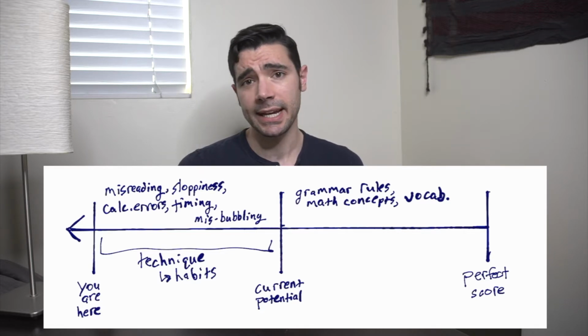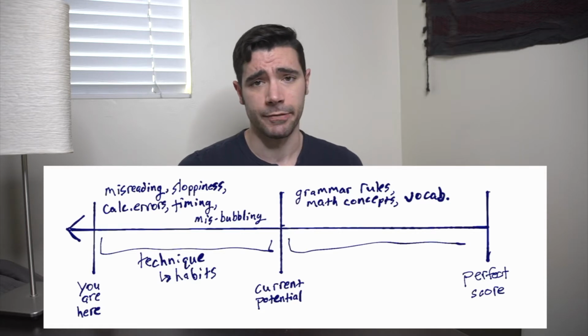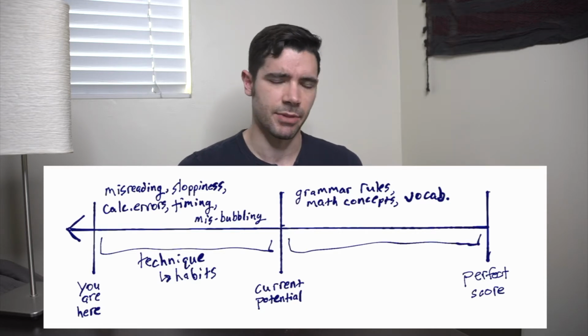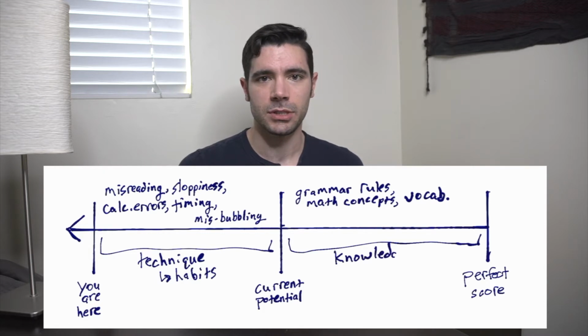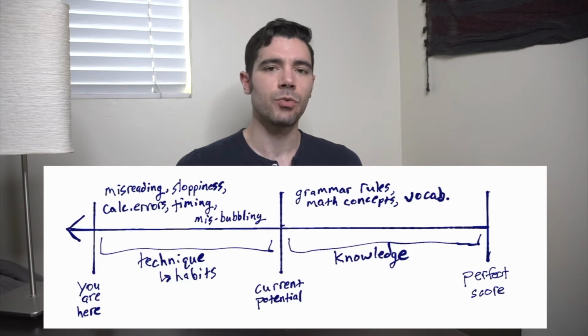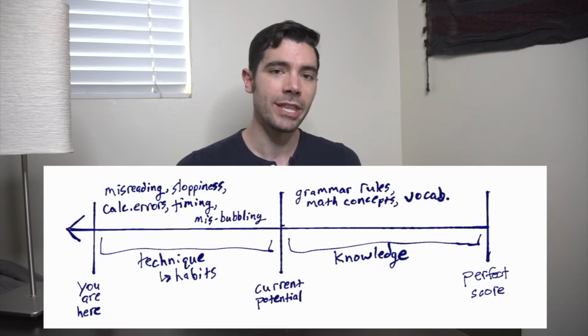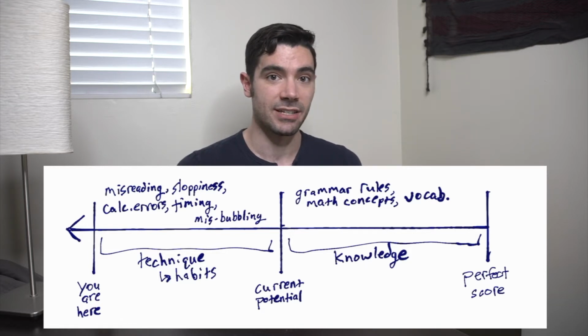And then if you look at this second gap, which separates your current potential from a perfect score, well, that gap is filled in by something more like knowledge, right? Things that you know and different ideas that you've been exposed to. Well, when you get a question wrong, it can fall into one of these two gaps. And the reason why you want to classify it is because the way that you address these two different kinds of shortcomings are drastically different, right?